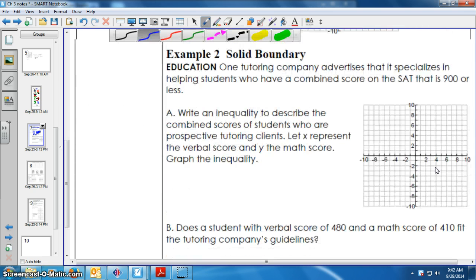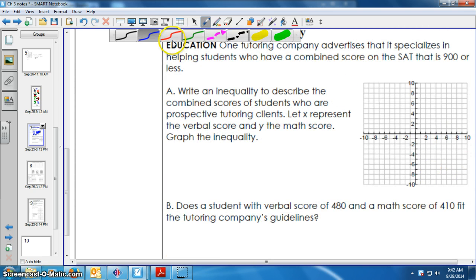All right, this next one, we're actually not going to graph it. We're just going to write the inequality, and then we'll answer example B. So we have a combined score of 900. So let X represent the verbal and Y represent the math. So our combined 900 or less. So that X plus that Y, the verbal and the math, have to be less than or equal to 900.